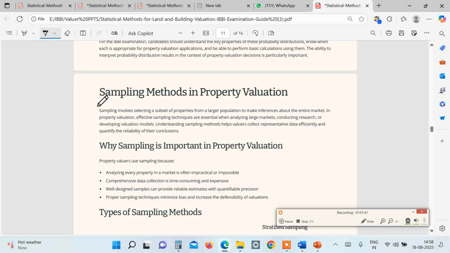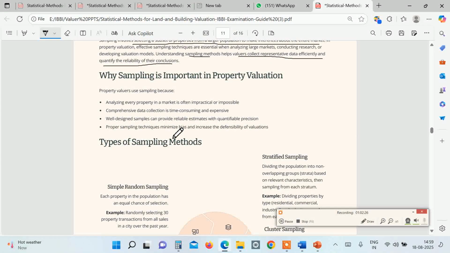Next is sampling methods in property valuations. So what is sampling? Sampling basically involves selecting a subset of properties from a larger population to make inferences about the entire market. In property valuation, effective sampling techniques are essential when analyzing large markets, conducting research, or developing valuation models. Understanding sampling methods helps valuers collect representative data efficiently and quantify the reliability of their conclusions.